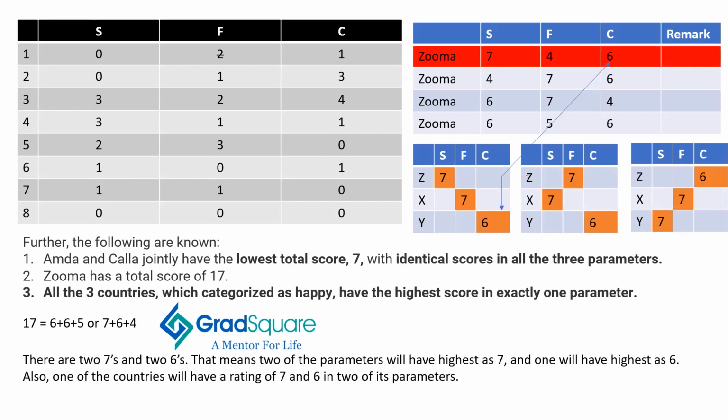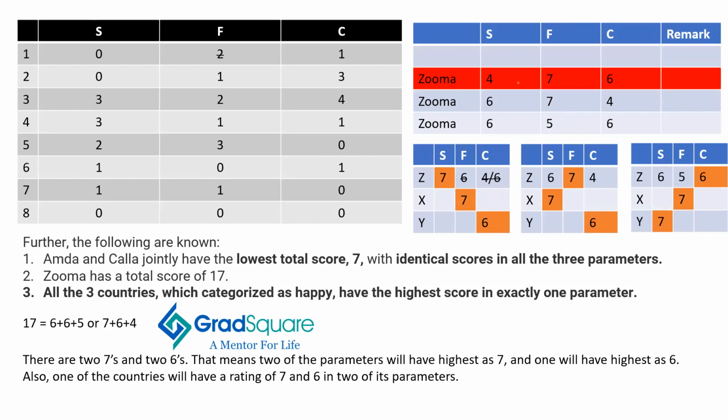Now, if you look at the very first case, this one, you will see that for Zuma, 7, 4, 6 is not a possibility at all. Why? Because if you're going to put 6 here, then this corruption index 6 is already taken away by Zuma, so this case would not be possible. So that we know is not possible. So this case itself does not exist.